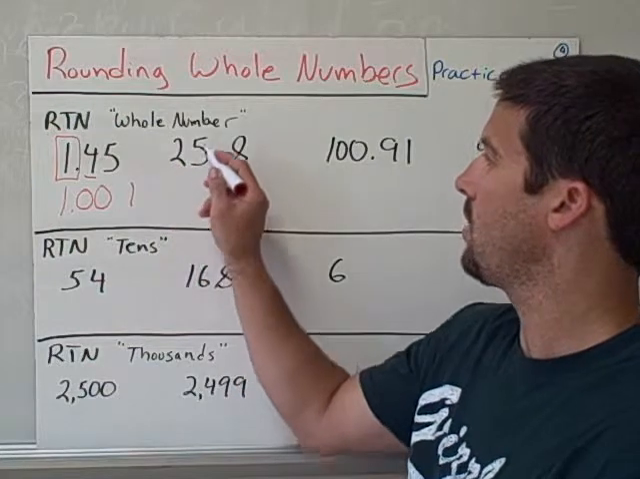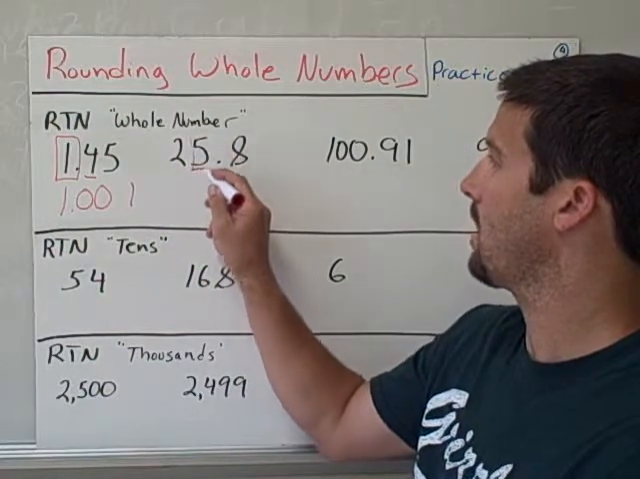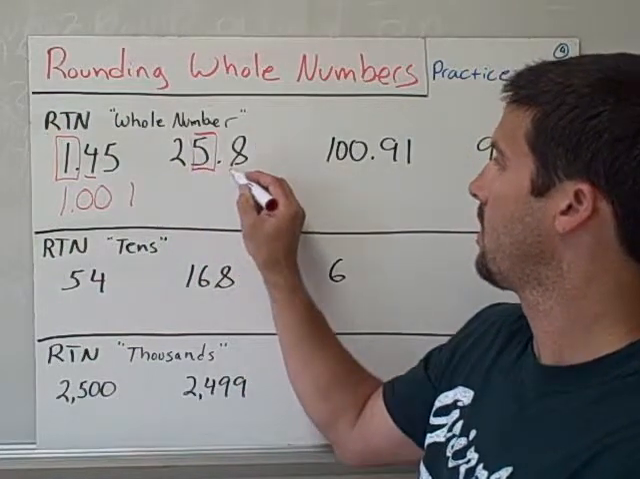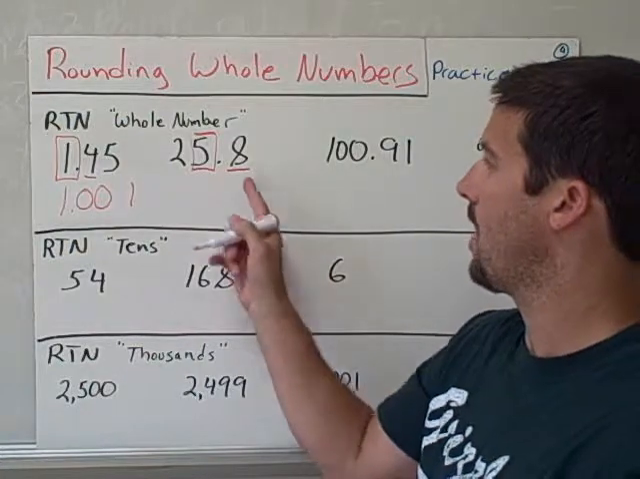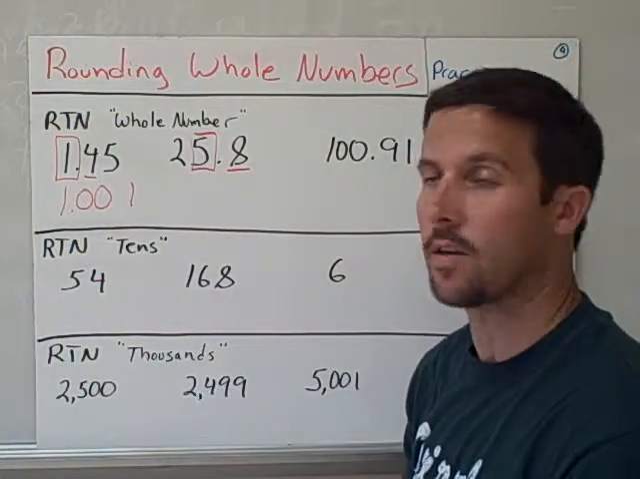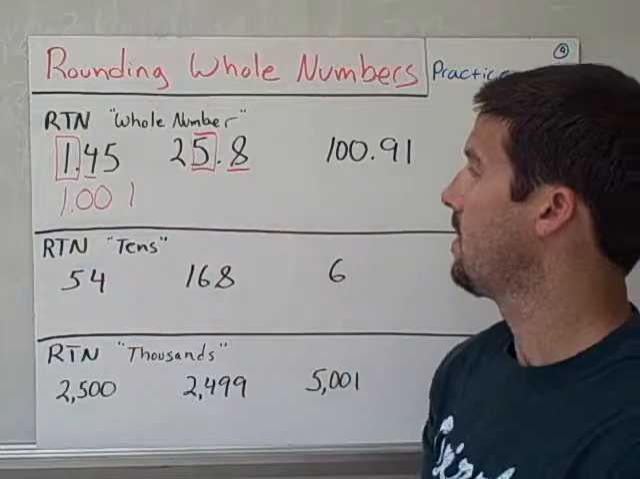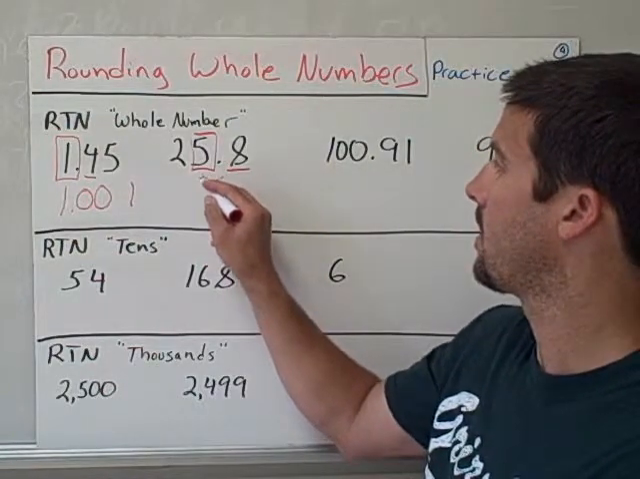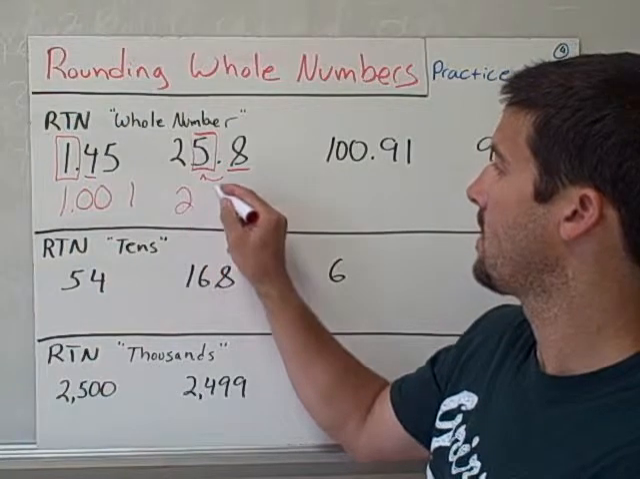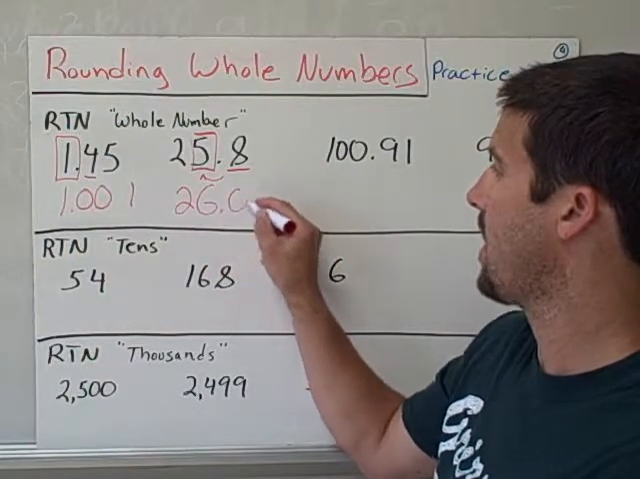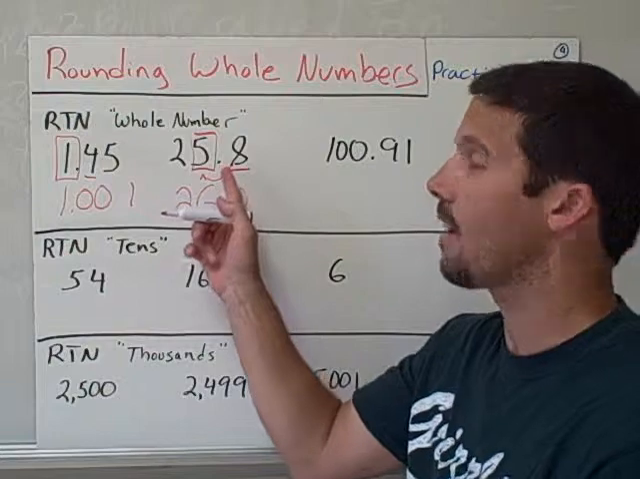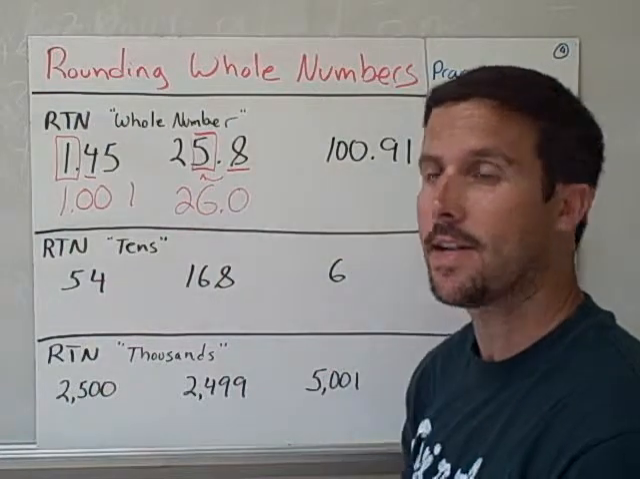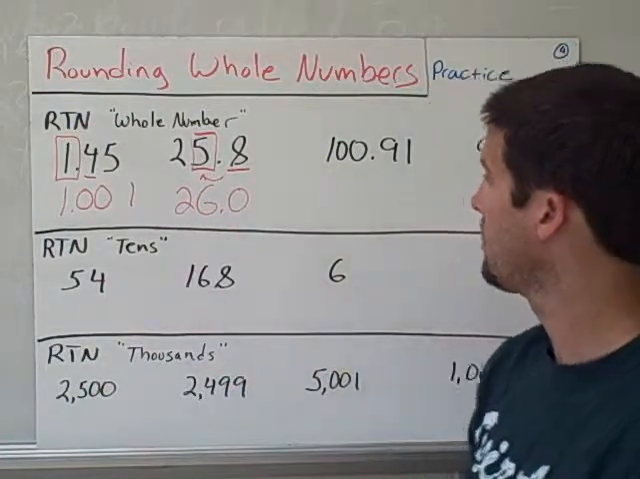25.8. We want to round to the nearest whole number. So I'm going to look at this number right here. And this one, I need to measure if it's bigger or smaller. Well, the number is 8. So it falls on the bigger side. So I'm going to round this one up to 26. And I'm going to change that back down to 0. Because the closest number that it's to is 6. So the number is 26.